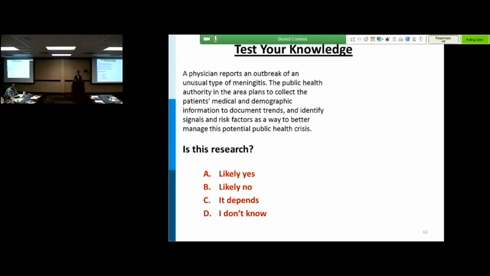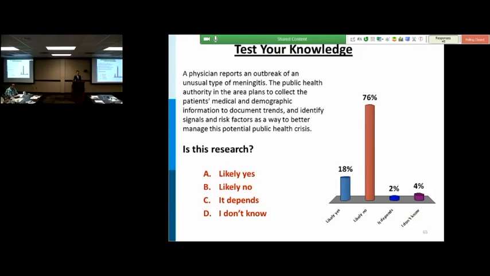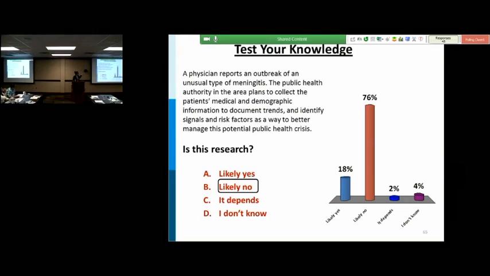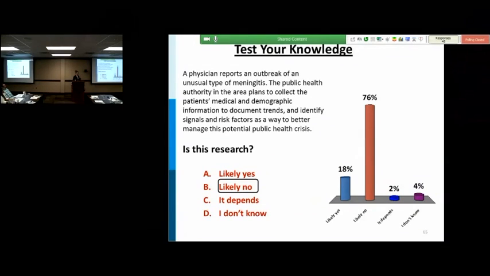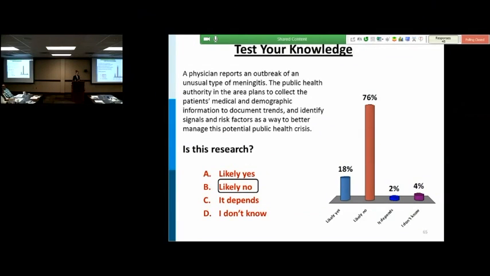Okay, I'm going to go ahead and close it. Great. So 76% of you said likely no, and that's right. At least with the information that we have here, what they're proposing to do fits exactly with the second carve-out, which is very specific to the current crisis at hand. They're trying to figure out how to respond, how to monitor and track what's going on. And so this would be public health surveillance limited to those specific activities.